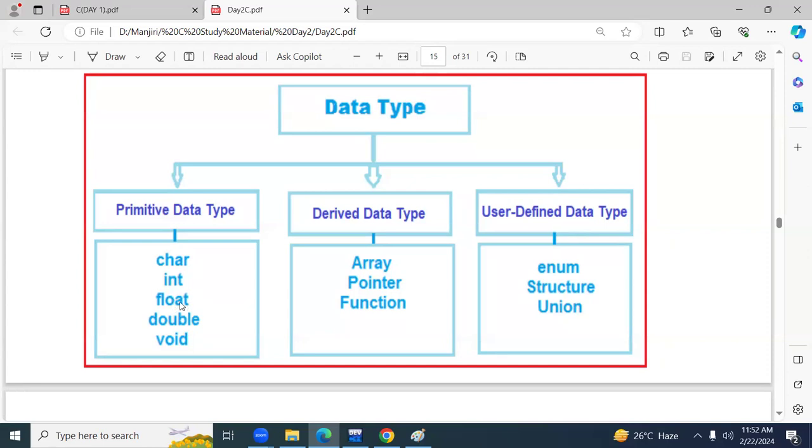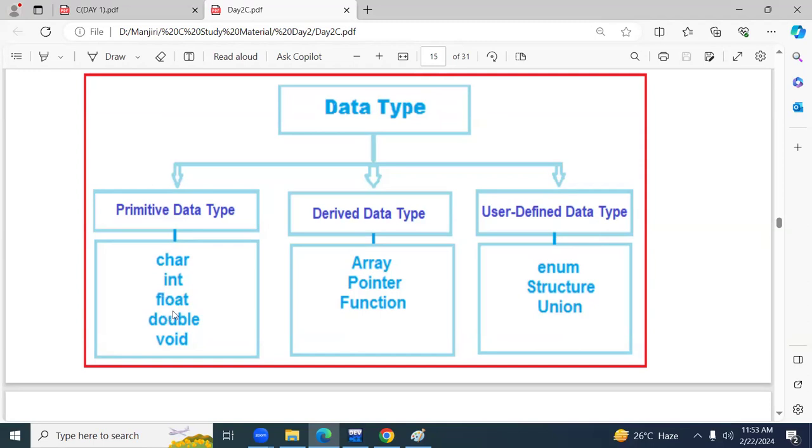Then next is the float. Float is used for the floating number, or you can say number with the decimal or number with the precision. You know the precision word very well. Point के बाद जो रहता है, that is known as a precision. Okay, 10.5, 5.78. So like that number is going to be stored inside the float.